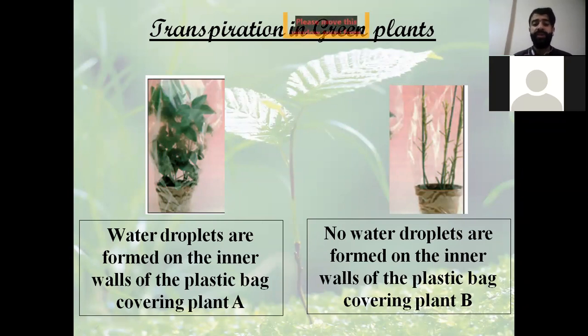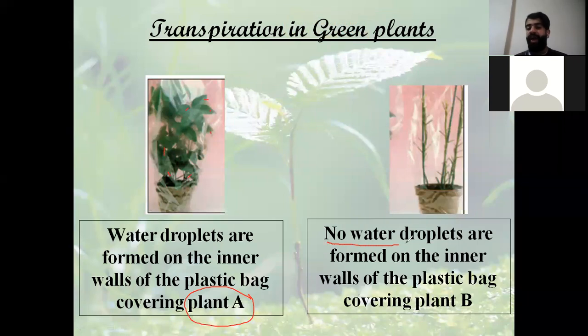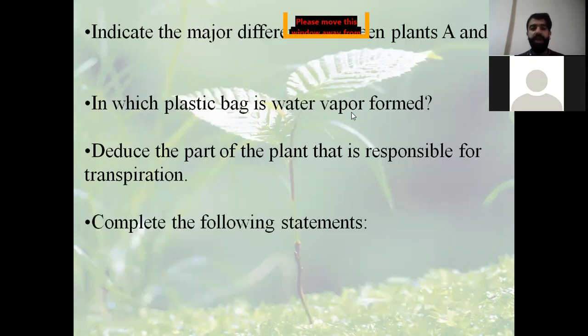After a few hours, water droplets are formed on the inner wall of the plastic bag covering plant A, the side facing the plant. However, in plant B, no water droplets. We don't have water droplets on the inner wall of the plastic bag covering plant B. Here we have water droplets where we have leaves, and here we don't have water droplets in the plant that lacks the leaves. This indicates the major difference between plants A and B.